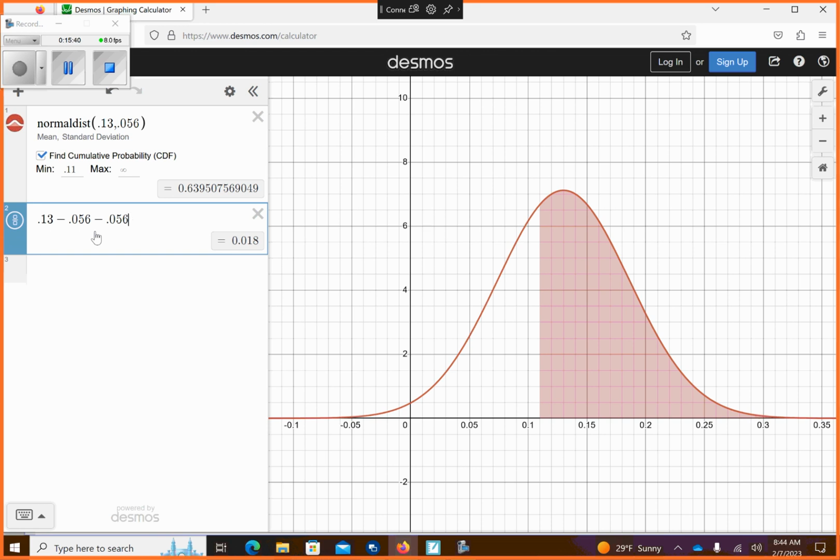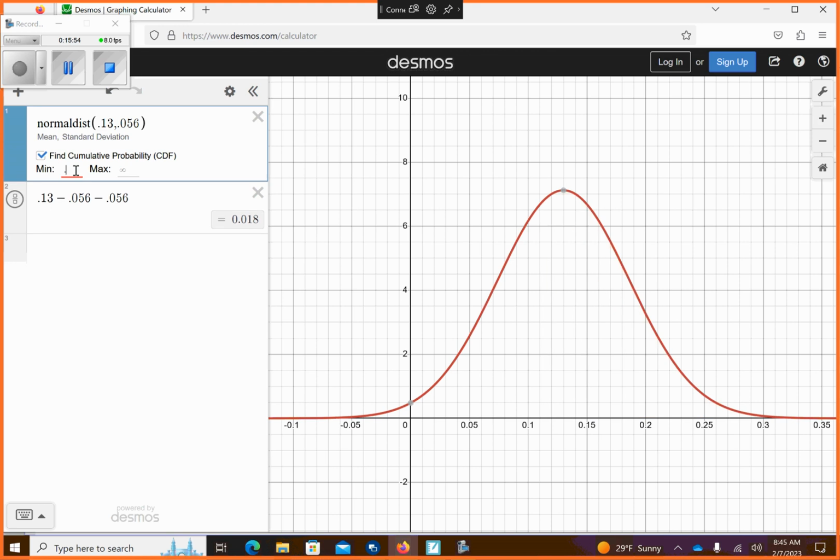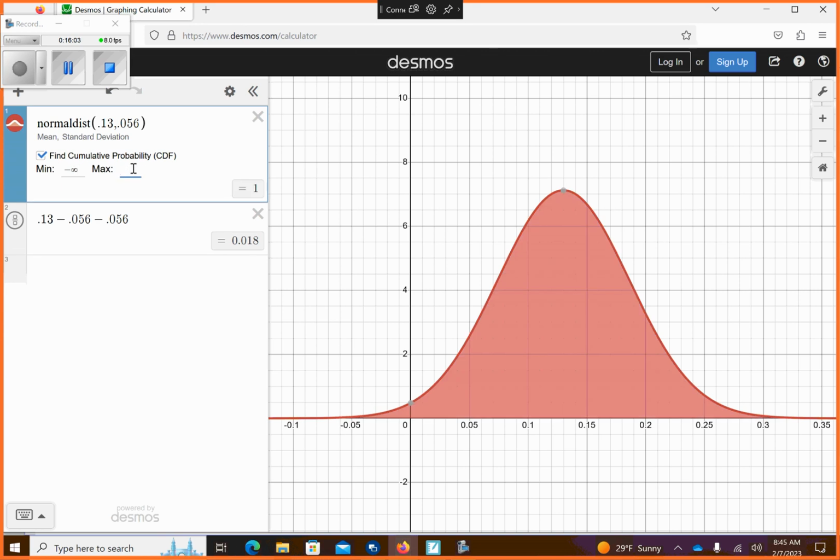So I got -0.018. All right, so then I'm going to plug in, this is going to be negative infinity, and I'm going to plug in 0.018. So that's about 2.2% below. So the area underneath the curve, which is that red area, is about 2.2%.